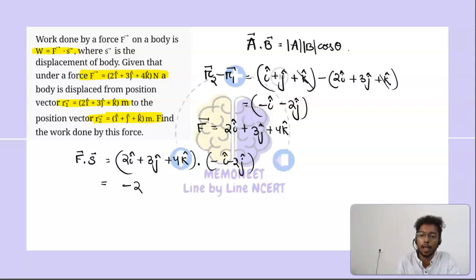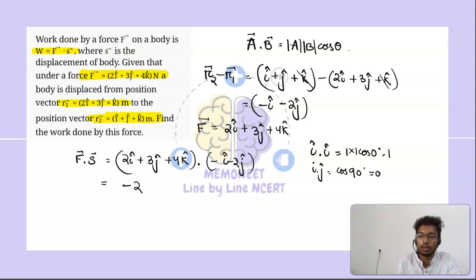If we multiply I cap with I cap in the dot product, this will give 1 into 1 cos 0 degree, and cos 0 is 1. If we multiply I into j, the angle is 90 degree, so cos 90 will be 0. So only I multiplied with I will have some product.